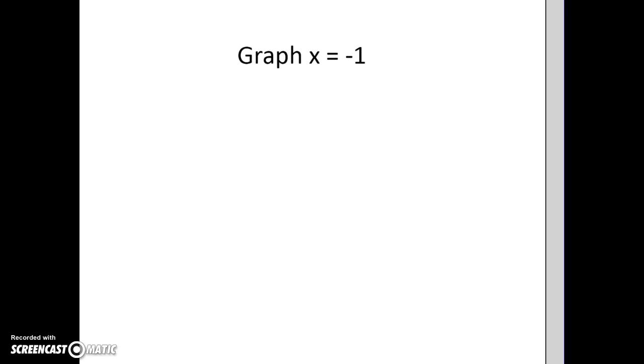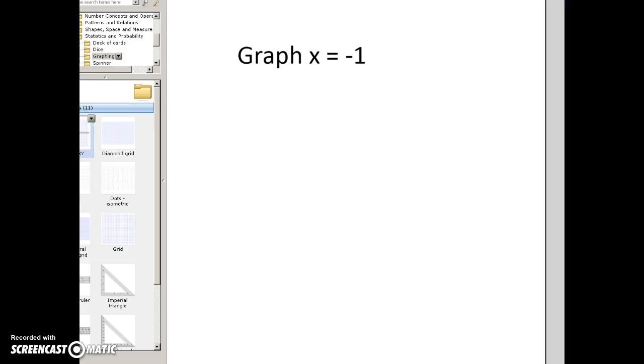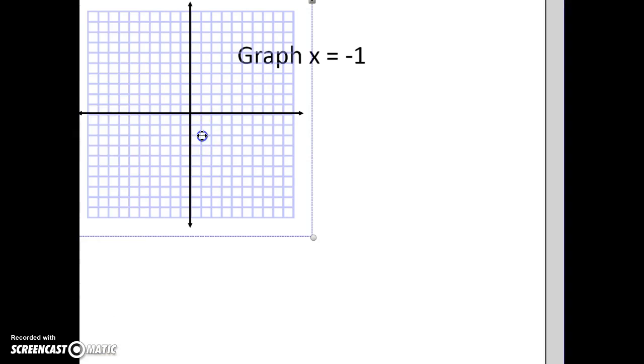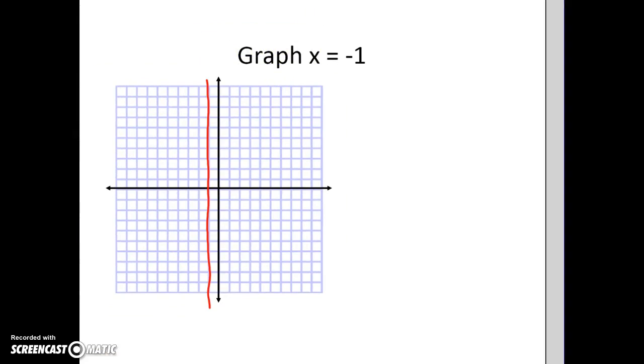And x equals negative 1. This one does not have a y in it at all. That means it is a vertical line. On the x-axis, at negative 1, draw a vertical line.